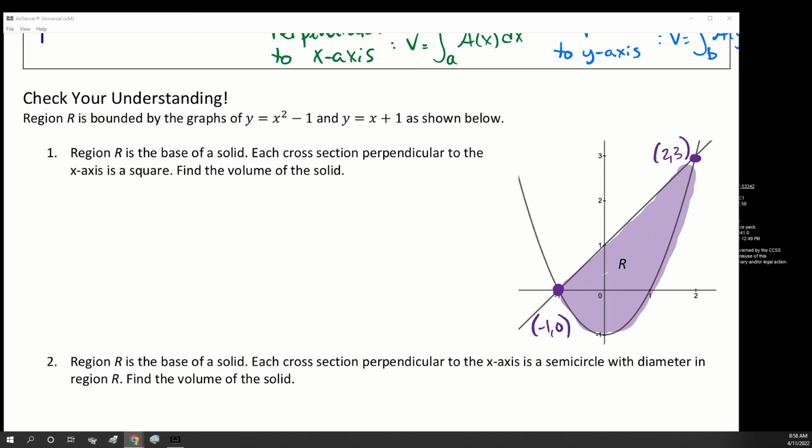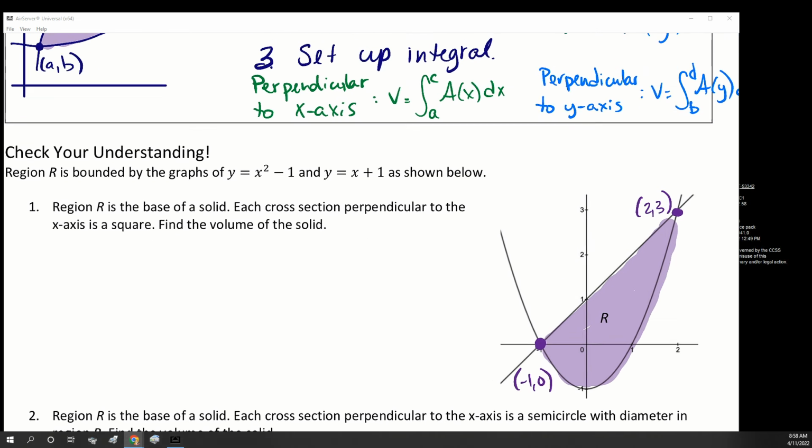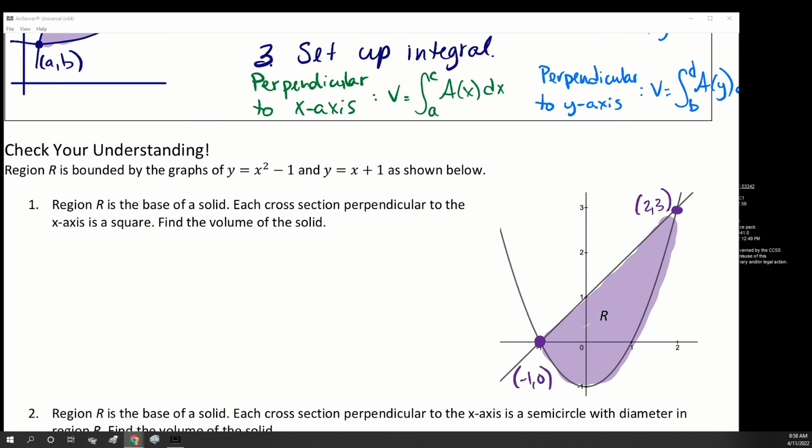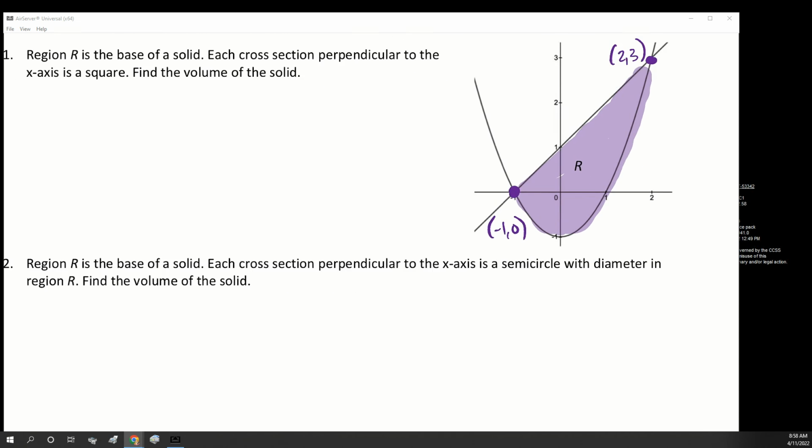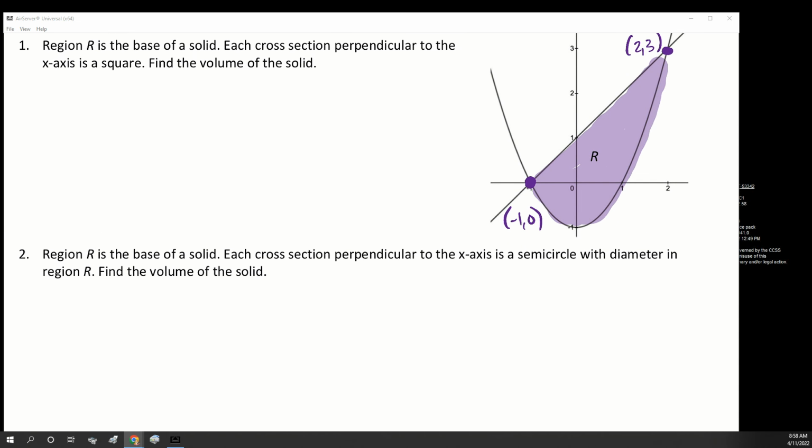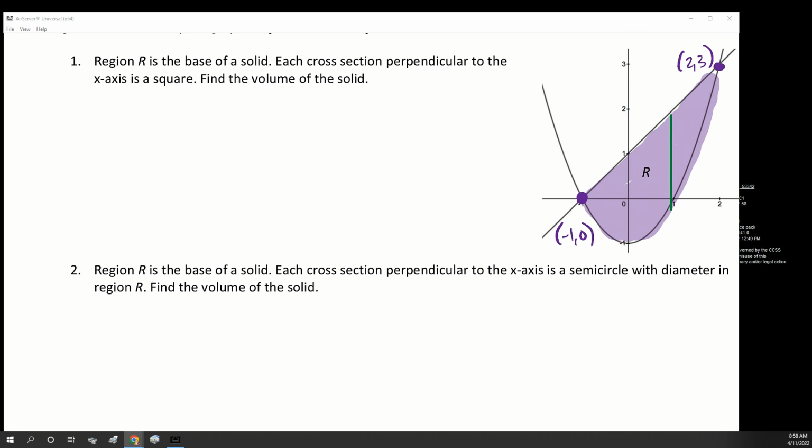Okay, so number 1, region R is the base of the solid. Each cross section perpendicular to the x-axis is a square. So perpendicular to the x-axis would be this one. And we have a square this time, so I'm just going to draw one cross section.